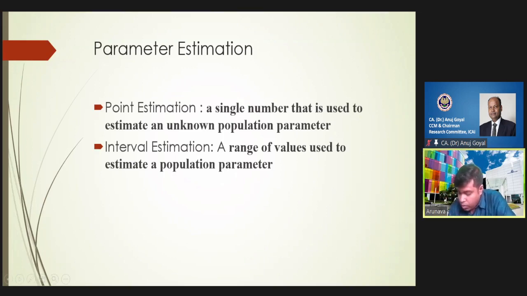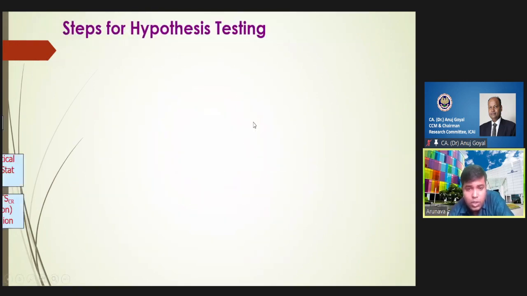Okay, fine. So when we are estimating a population parameter from a sample, right, we are having only a single number that can be estimated using that sample.